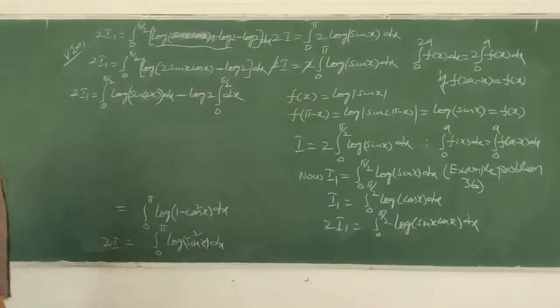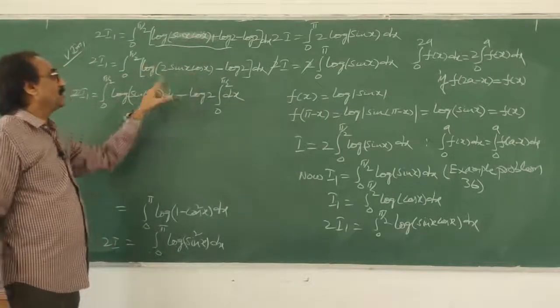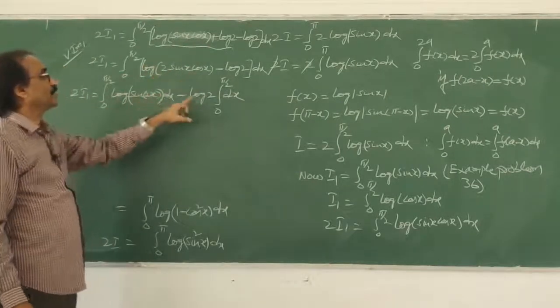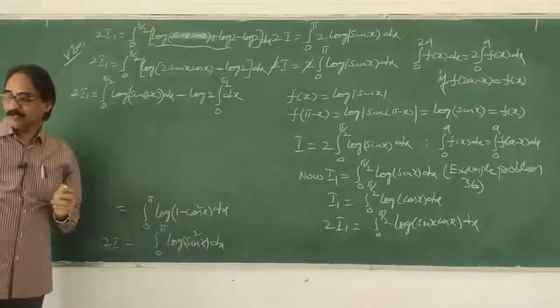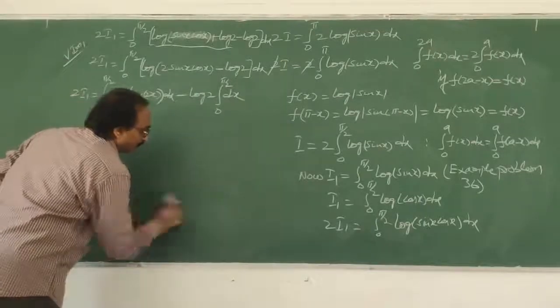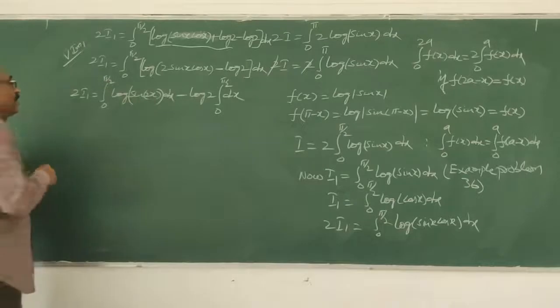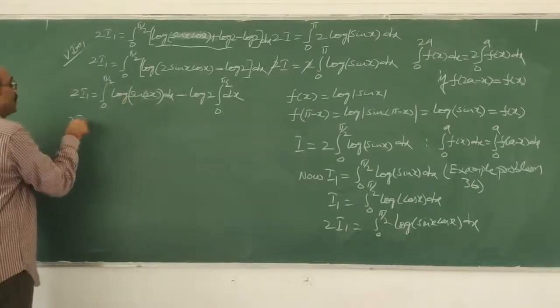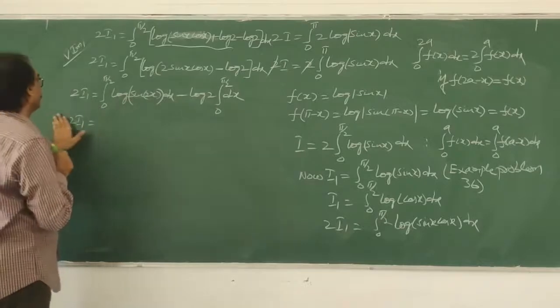My dear students, don't get confused. Log A plus log B is log AB, so 2 sin x cos x gives log sin 2x dx, minus log 2 integral dx. Now, because we are doing another problem, that's the reason. So example 36 is also the same problem only I am doing, because anyhow you want it. Now 2I1 is equal to, here is what happened now.